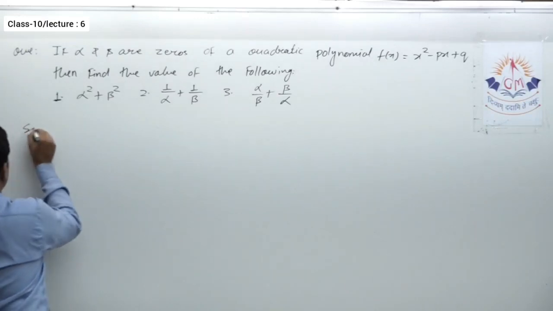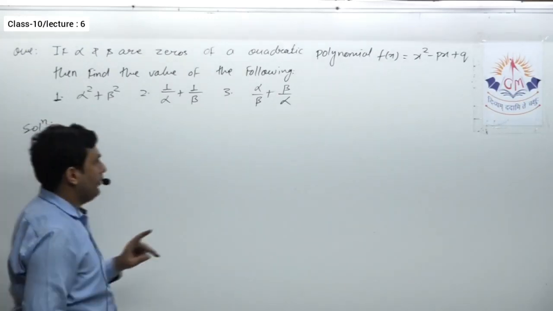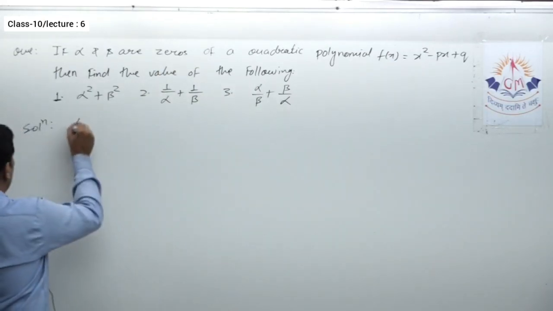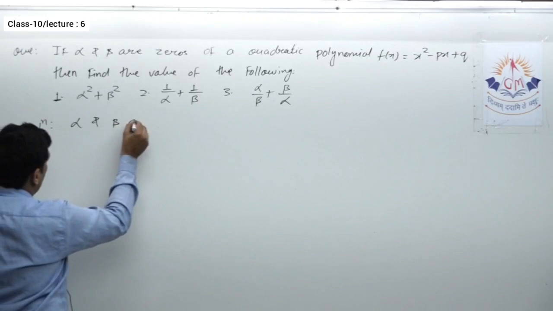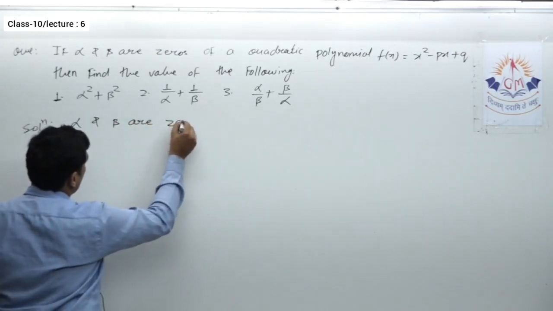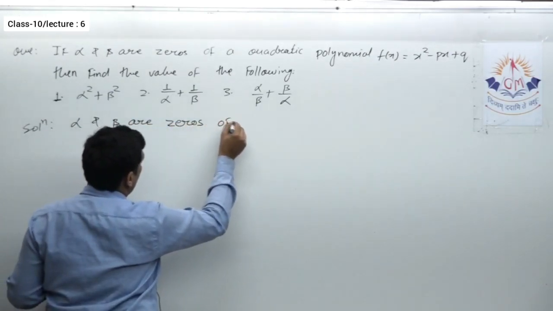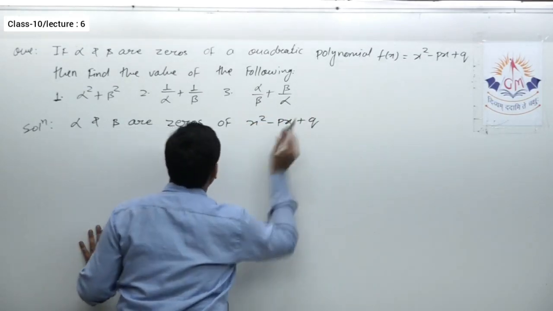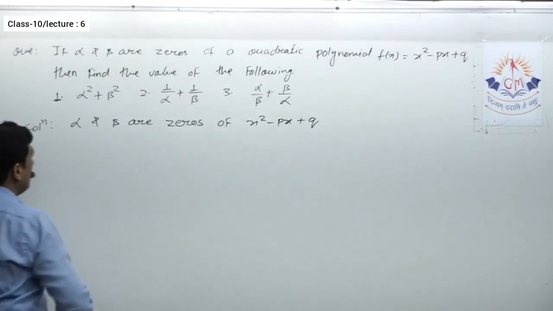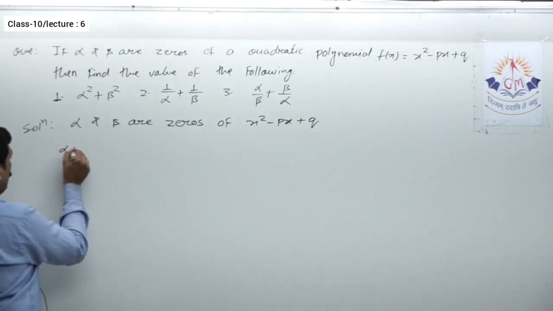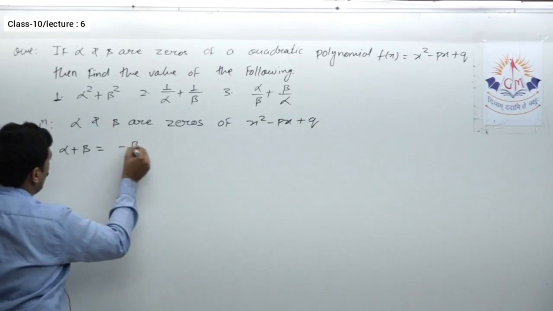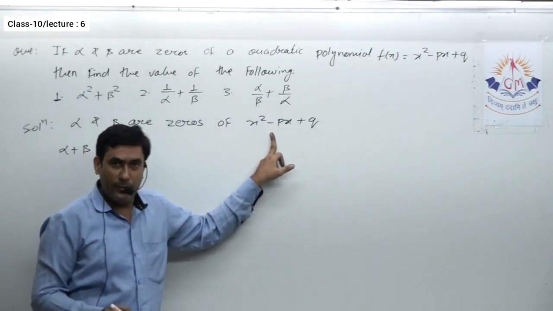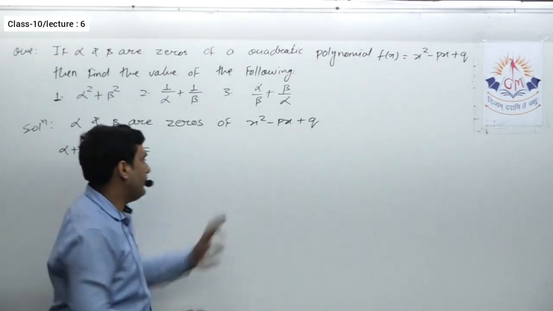Let us see. With the help of the given polynomial, it is given that alpha and beta are zeros of this polynomial, x² − px + q. As these are the zeros of the polynomial, what can I find? Sum of zeros. Sum of zeros is −b/a, isn't it? And here −b, the coefficient of x, is −p over here.